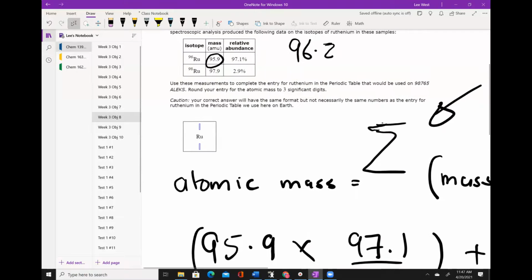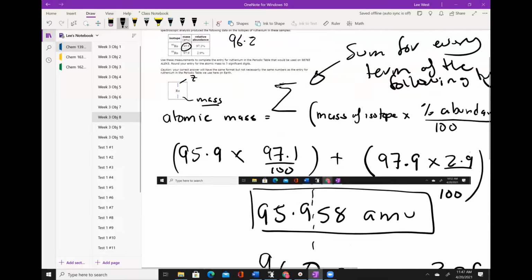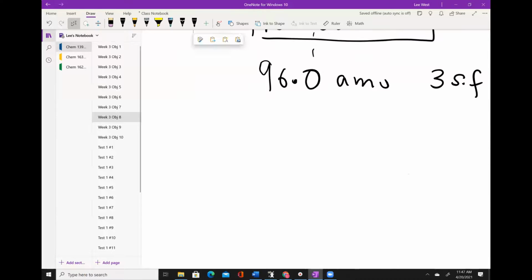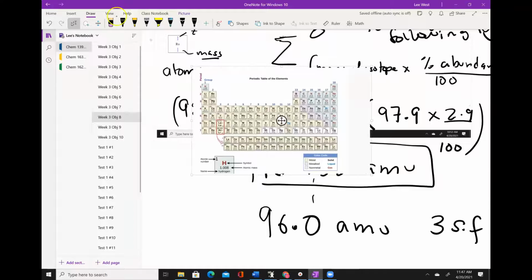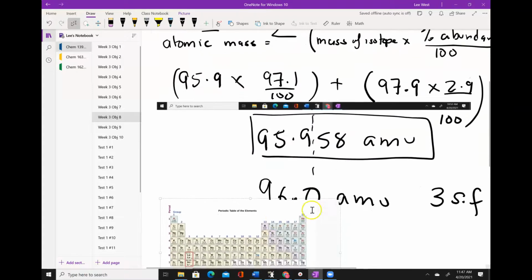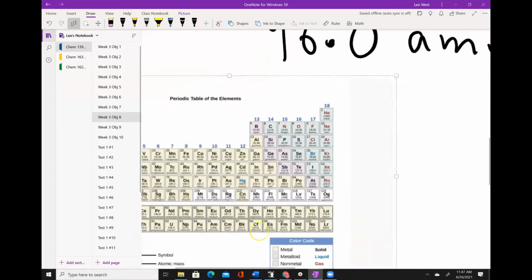So in the periodic table, the atomic number goes there and the mass goes underneath there. So we need to find the atomic number for ruthenium. So grab my periodic table. Move that down somewhere sensible. And find ruthenium.